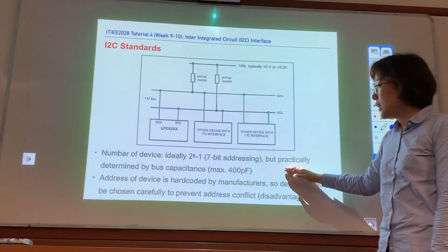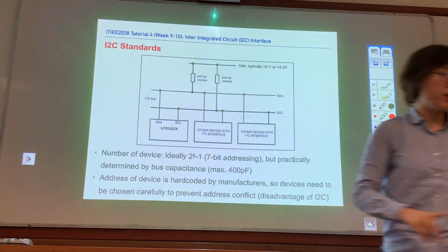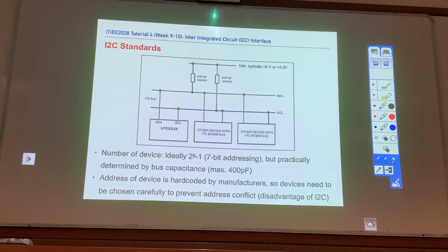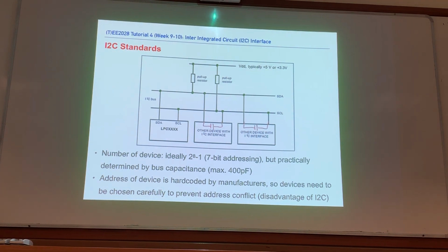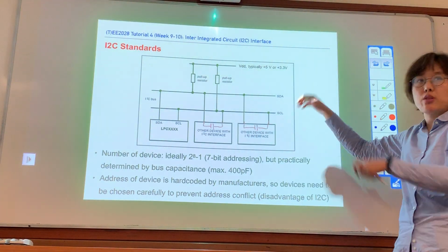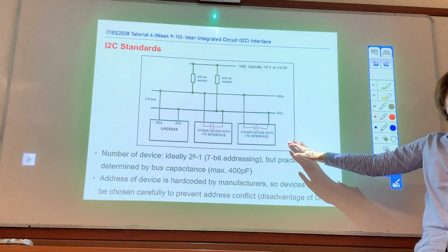Practically, it is determined by the bus capacitance, because every time you add a new device, it introduces some capacitance. If you add more and more devices, you introduce more and more capacitance. So what will happen if your capacitance becomes very big in your circuit? Why is capacitance not good? If you have a capacitor in your circuit and you give it voltage, what will happen?